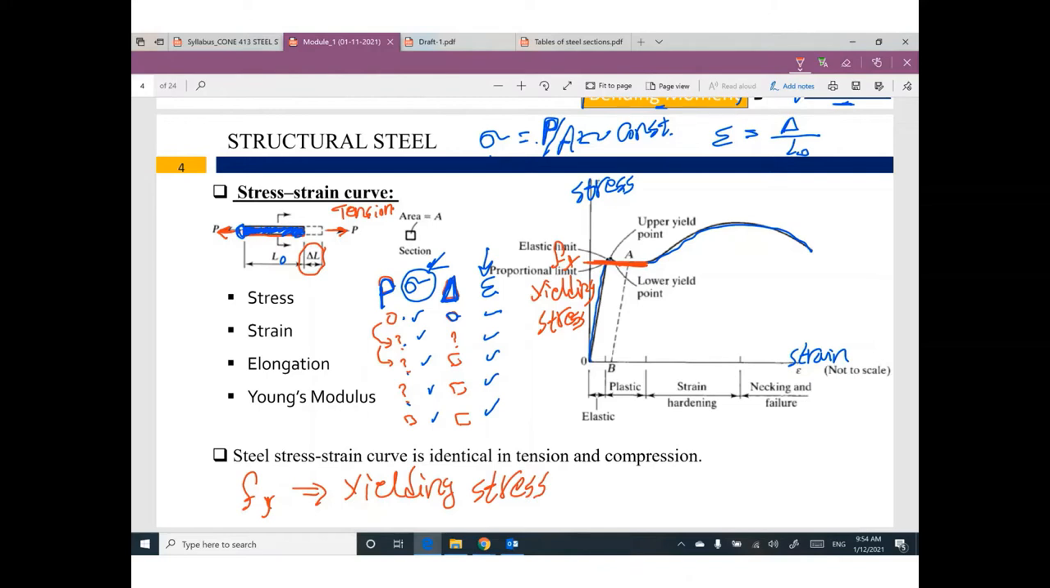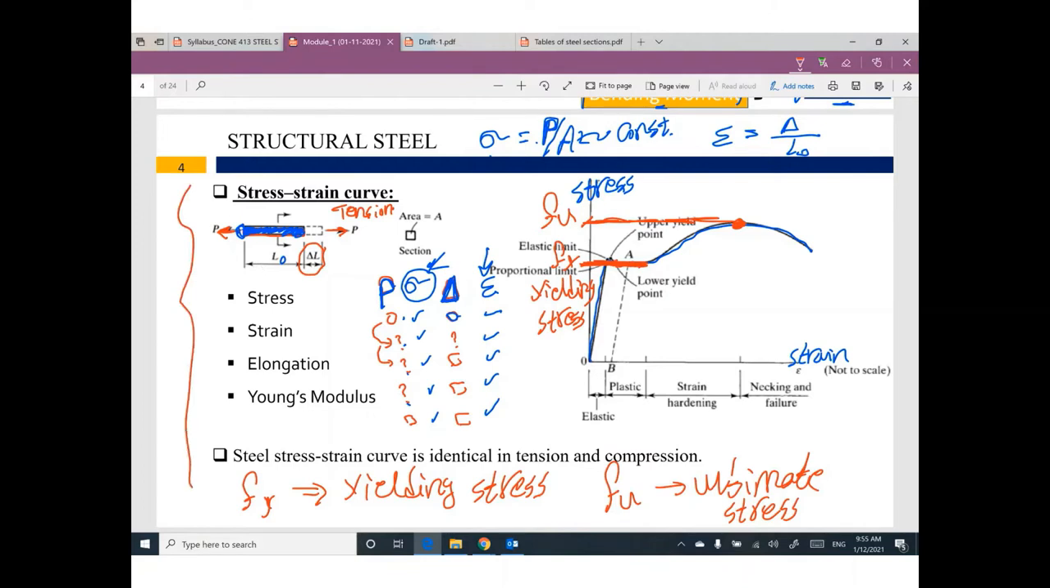How can I figure out the yielding stress? Please construct the stress-strain relationship. At the plateau, we have here F yield. At the maximum stress, the highest point in the curve, we have something called FU, ultimate stress. So ultimate stress is the highest level of stress you can reach. We have yielding stress at the plateau relationship. This story is very important to learn and to understand.